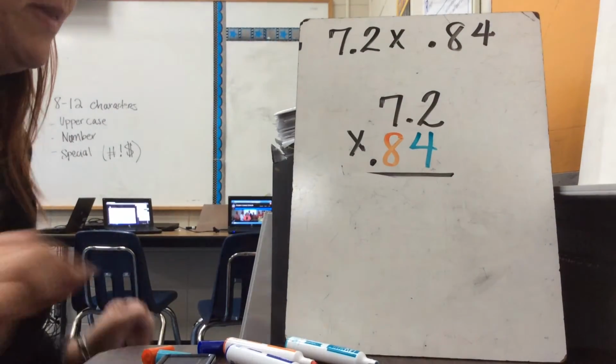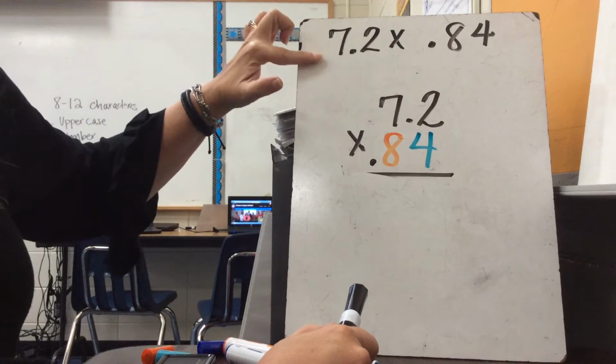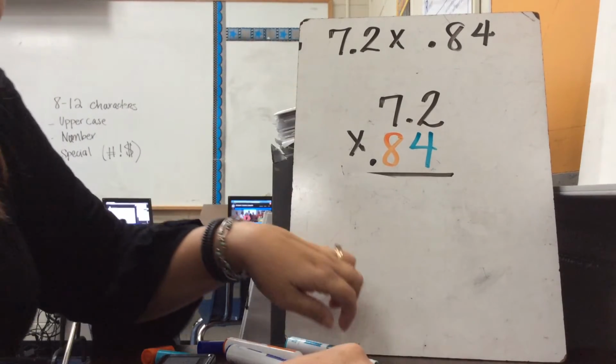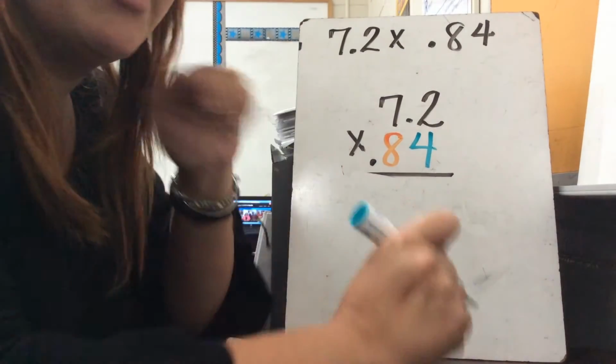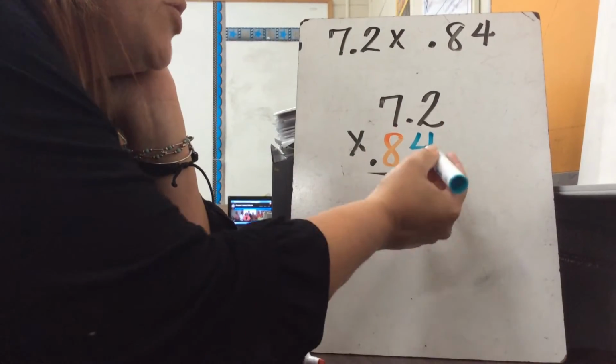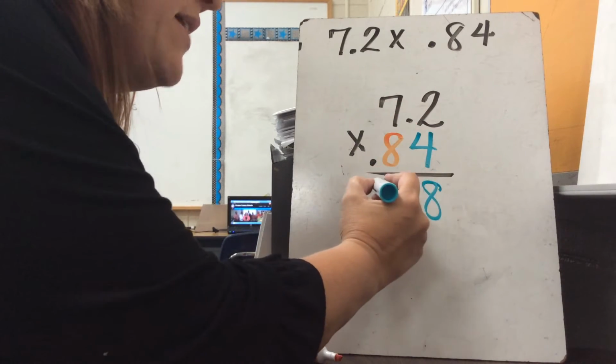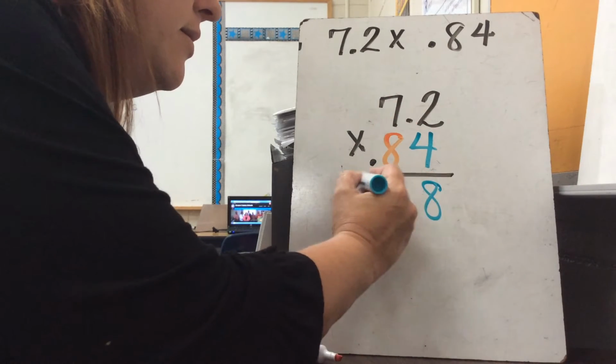Okay, we're going to be multiplying decimals. So I've written down my problem. Sometimes you'll see it this way and you need to change it to this. So first thing I'm going to do is ignore those decimals and multiply like you normally have. So 4 times 2 is 8. 4 times 7 is 28.